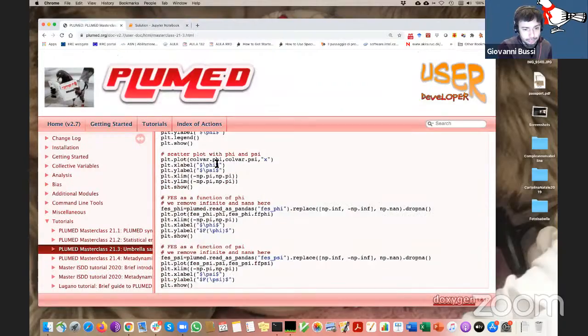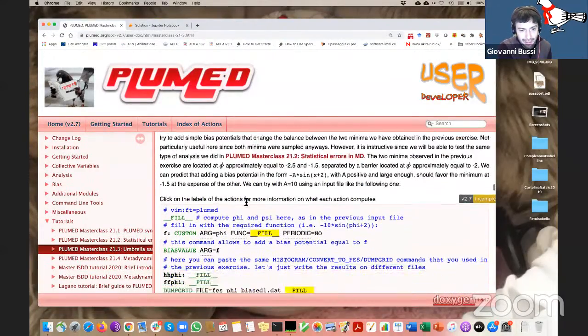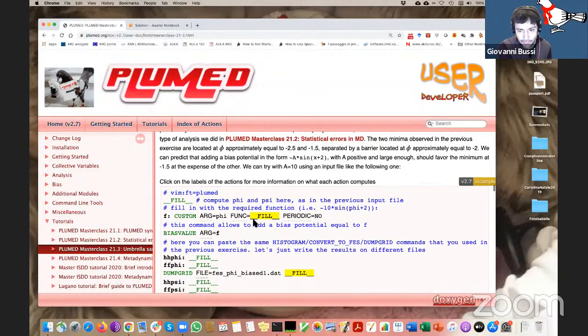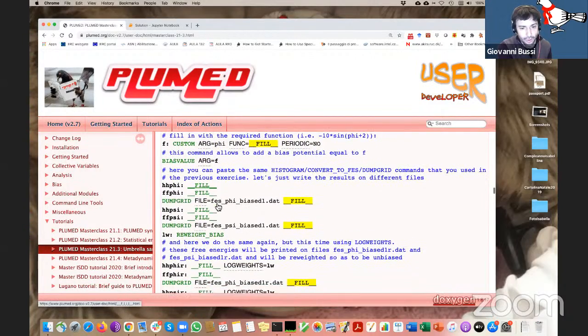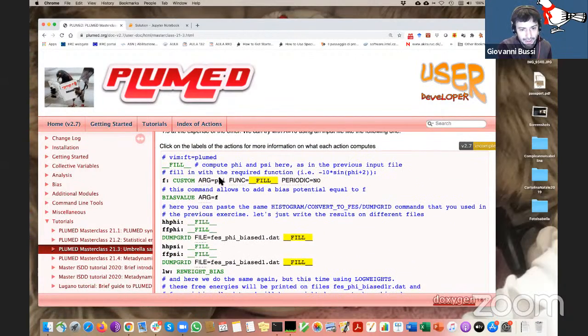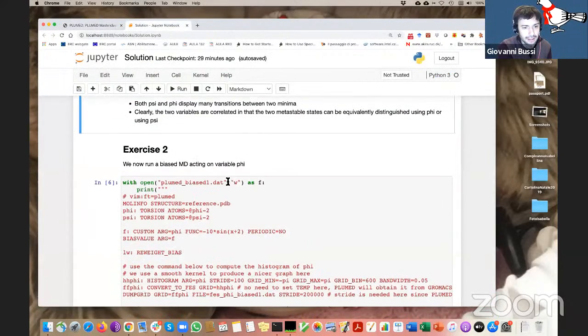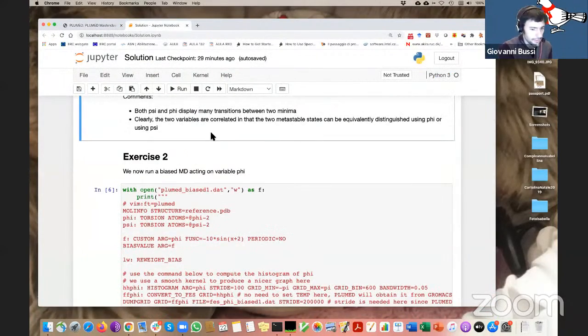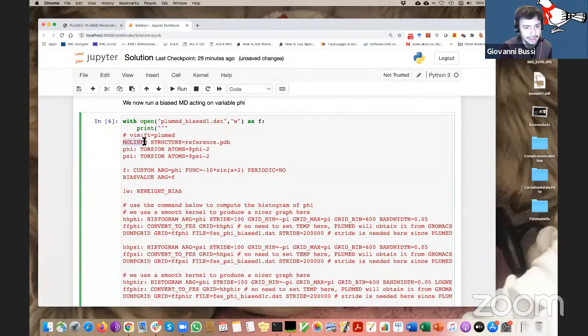Okay, great. Now point number 2, let me scroll down. Also here there was an example. This was a bit more complicated because there was more stuff to fill. Hopefully most of it was just to be copied from the previous point, so not too difficult. Let me go through my solution and show you what I did. The first part of the file is basically the same as in the previous simulation.